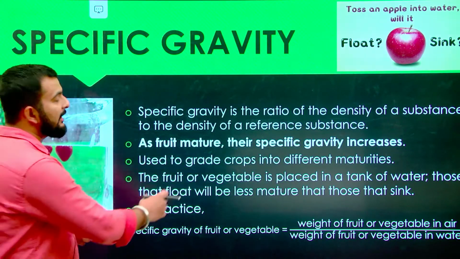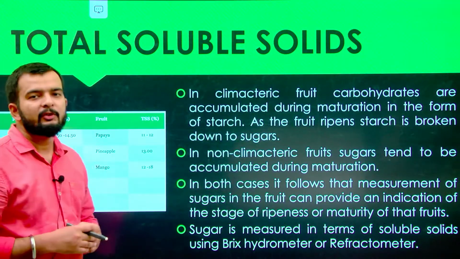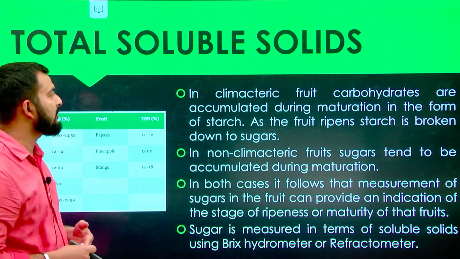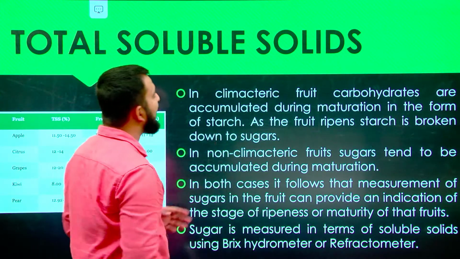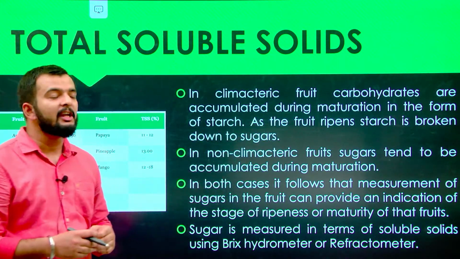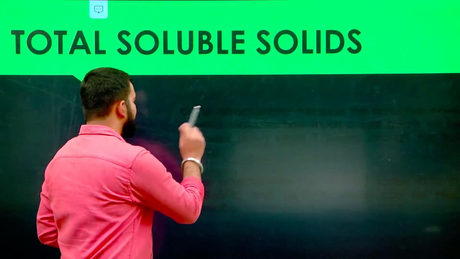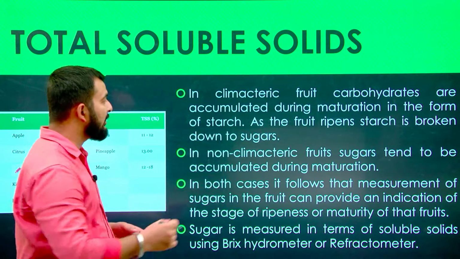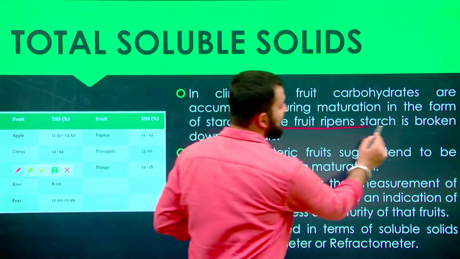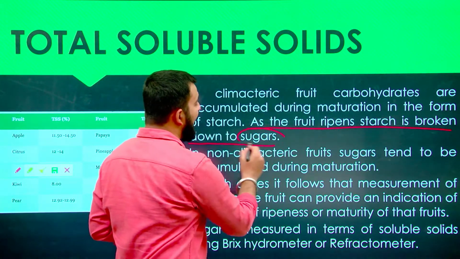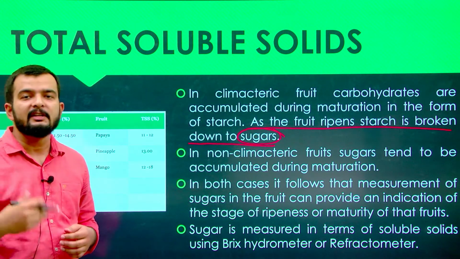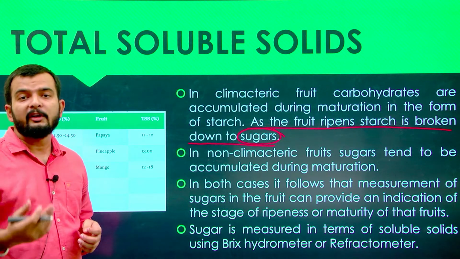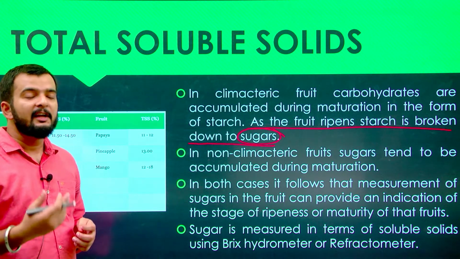So after specific gravity, we will see total soluble solids, how we can use total soluble solids to determine the maturity of your fruit or vegetable. See, in case of climacteric fruit, carbohydrates accumulated during maturation in the form of starch get converted to sugars as the fruit ripens. As the fruit ripens, starch is broken down into sugars. Hence, the sugar content of your fruit, or your vegetable if it has some starch, increases. So, the sugar content of a fruit or vegetable will increase as it ripens.